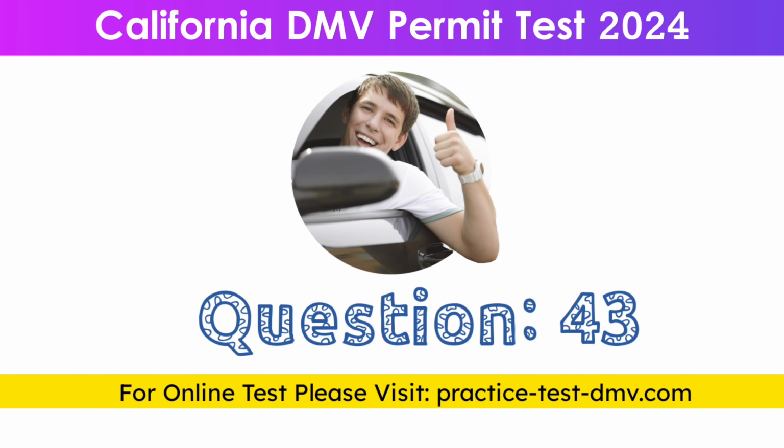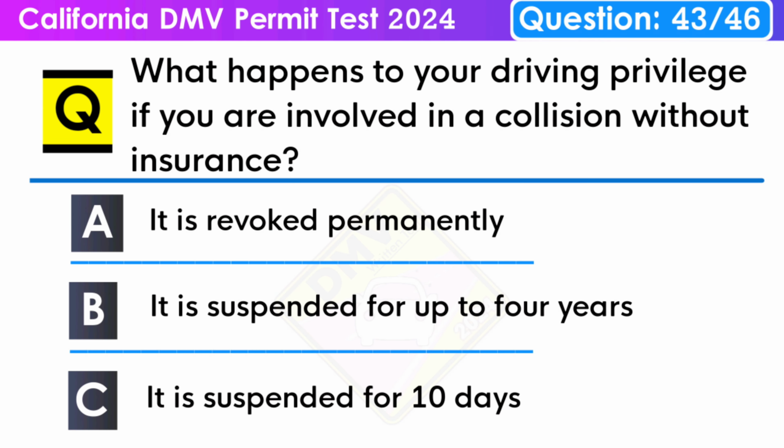Question 43. What happens to your driving privilege if you are involved in a collision without insurance? A. It is revoked permanently. B. It is suspended for up to 4 years. C. It is suspended for 10 days. Correct answer: B. It is suspended for up to 4 years. If you are involved in a collision and do not have insurance, your driving privilege will be suspended for up to 4 years, regardless of fault.